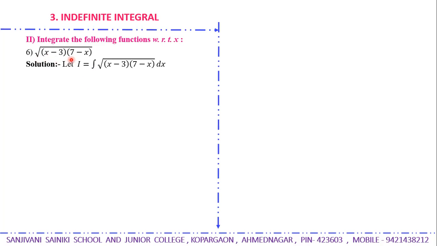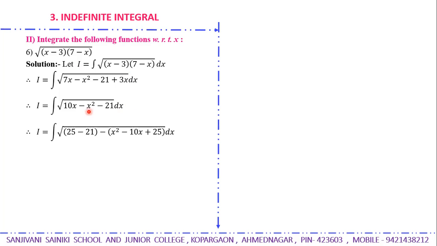Root x minus 3 into 7 minus x. Let I be equal to the integration of root of (x minus 3) into (7 minus x). Now we can take the multiplication of these two factors so that we obtain a quadratic expression. Then, by the completing the square method, to make a perfect square you have to add the term 25. So add and subtract 25. 25 minus 21 is 4, and x squared minus 10x plus 25 I can write as (x minus 5) whole squared.